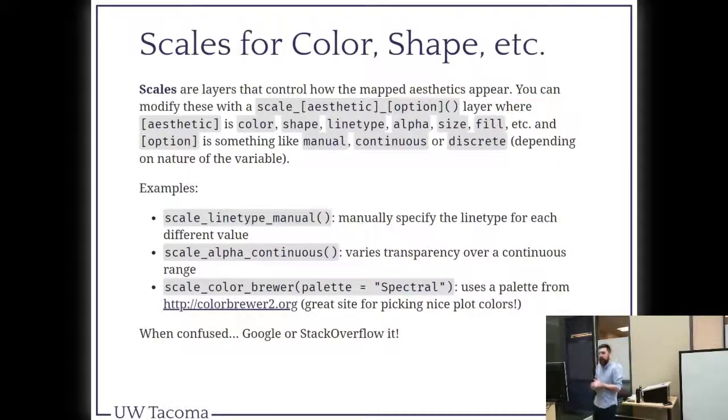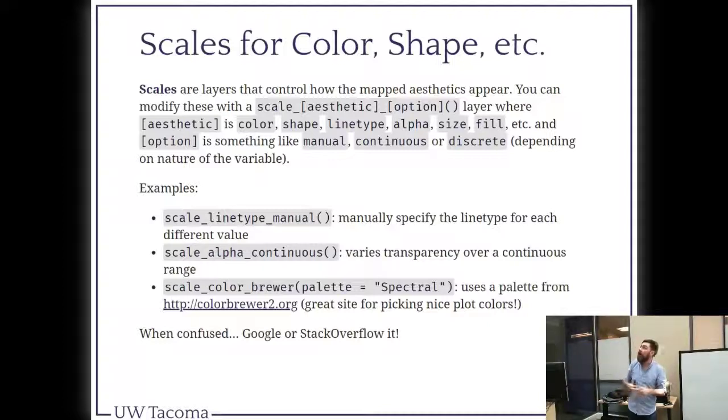So, scales. I mentioned scales before with something like scale_x_log10, scale_y_log10. Well, there's a lot of scales, and they follow a similar syntax for what type of scale you want to apply to something. They control how your mapped aesthetics appear on the plot. The overall structure is, they start with scale, underscore, then the aesthetic you want to modify. So that could be color, size, alpha, x, y, those are all the different aesthetics. There's a scale for all of them. Then underscore option.